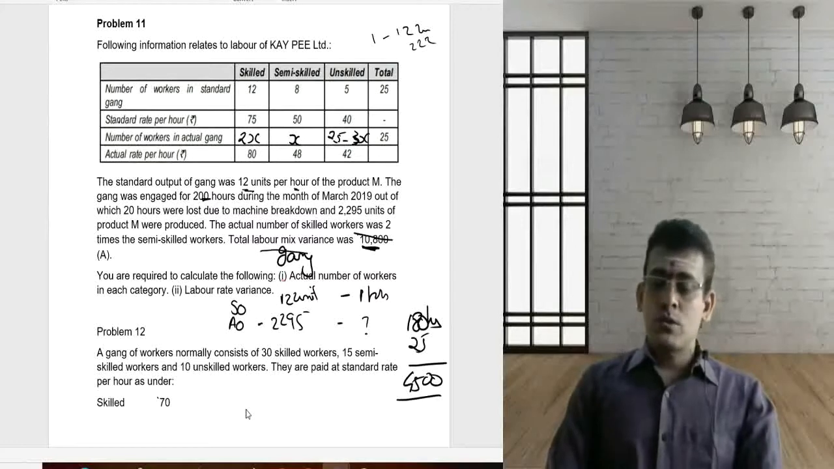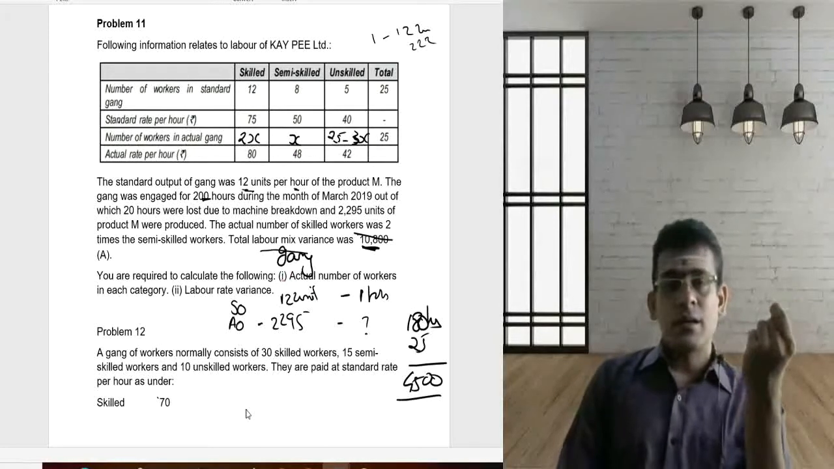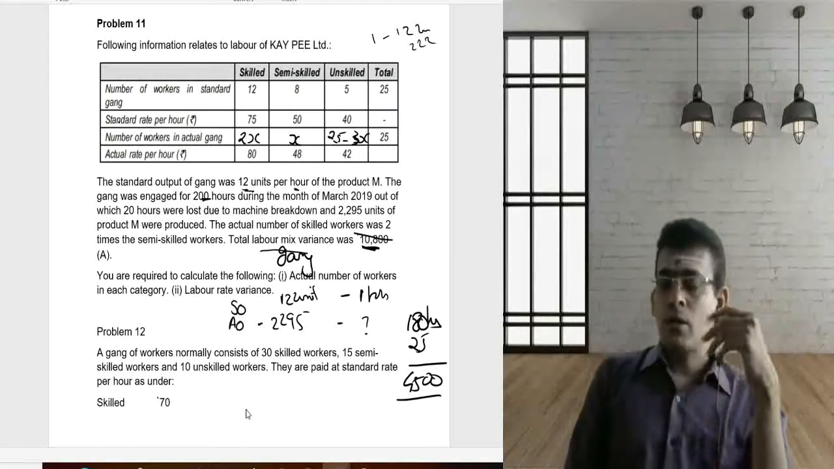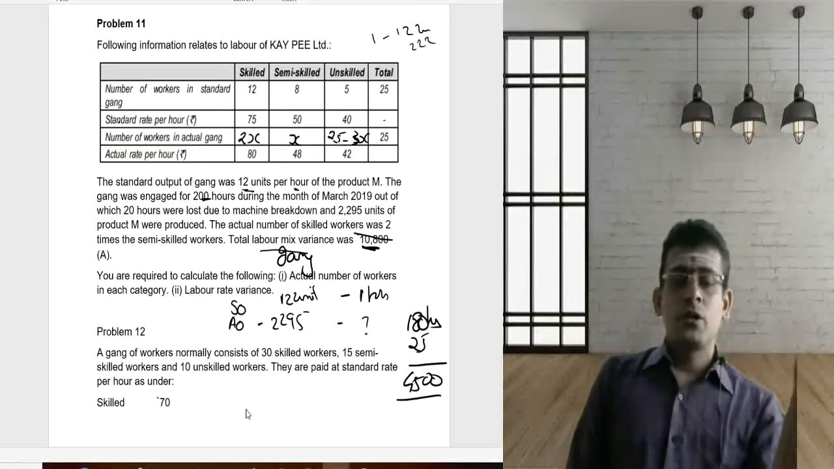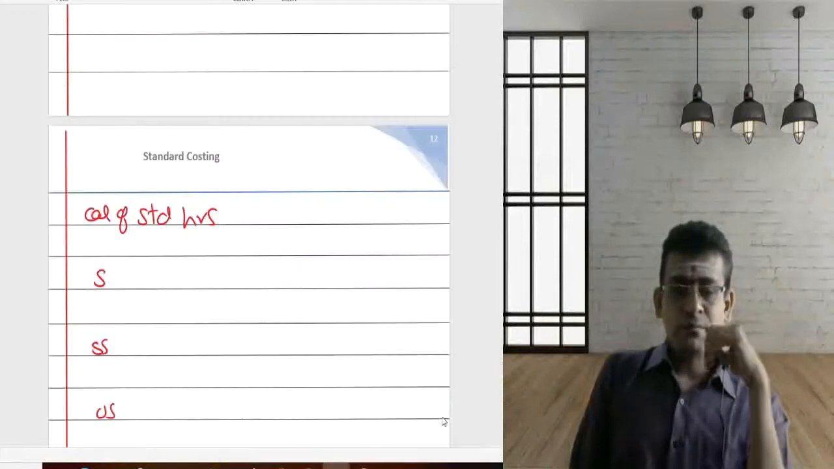Actual output is 2295. 2295 divided by 12, if I do, I will be getting the total duration in hours. So one worker will spend that many hours. Like that, how many standard skilled are there? 12 are there. So into 12 into 8 into 5, that is going to give you what is called the standard hours for actual. So now let us come here.